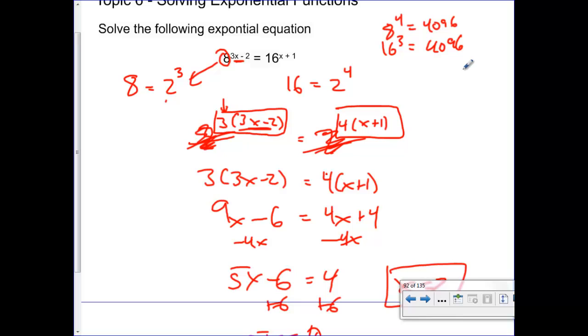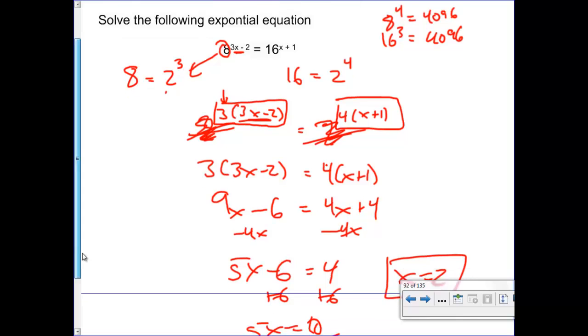Is it 16 to the 3? It is. Wait, why did we do x to the 4 and 16 to the 3? I'm just checking my work. If x is supposed to be 2, then I'm plugging 2 in right here and 2 in right here, just to make sure that it was equal.